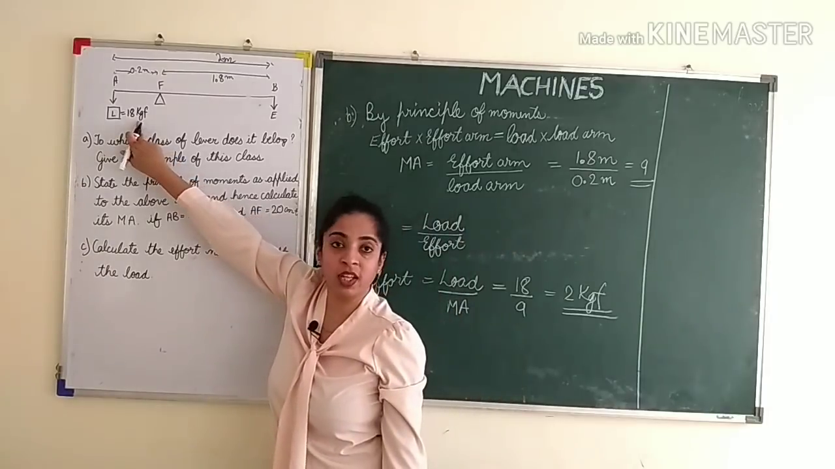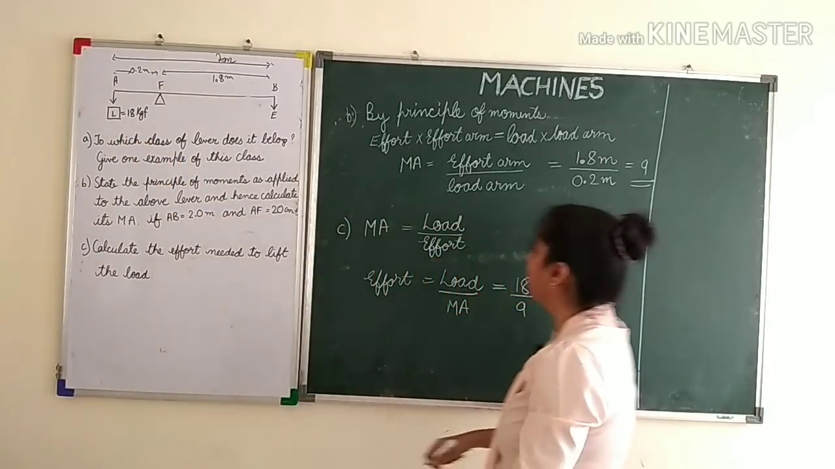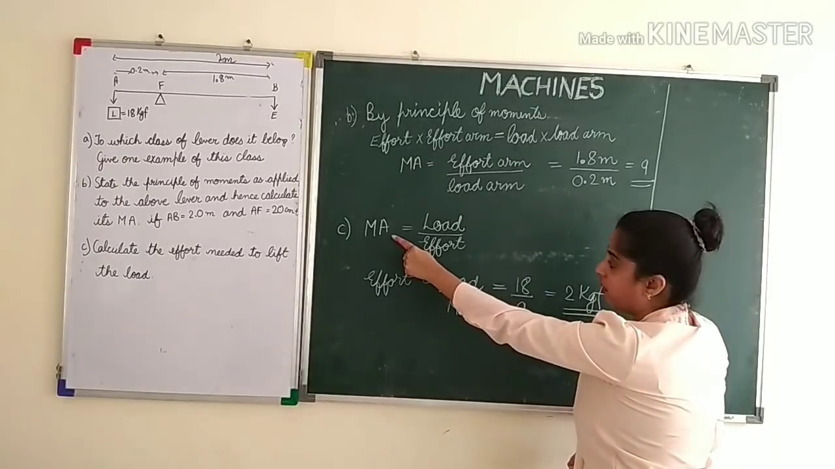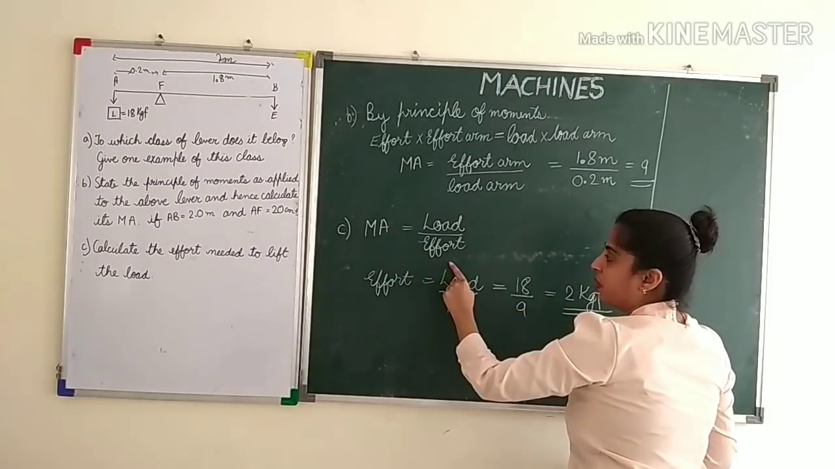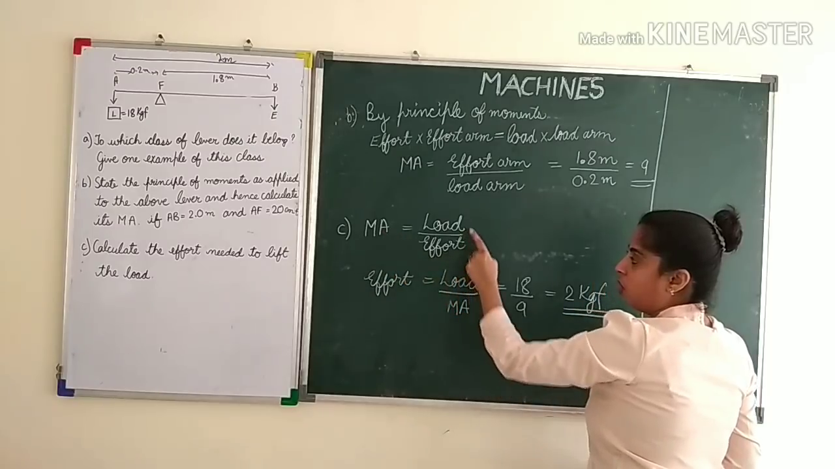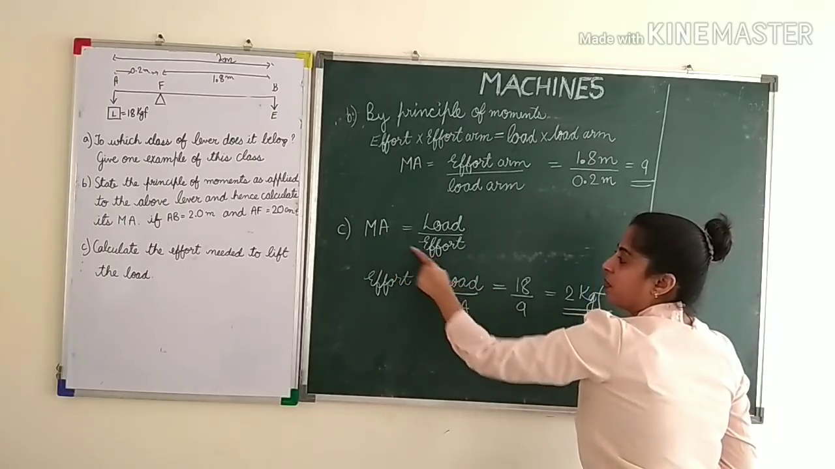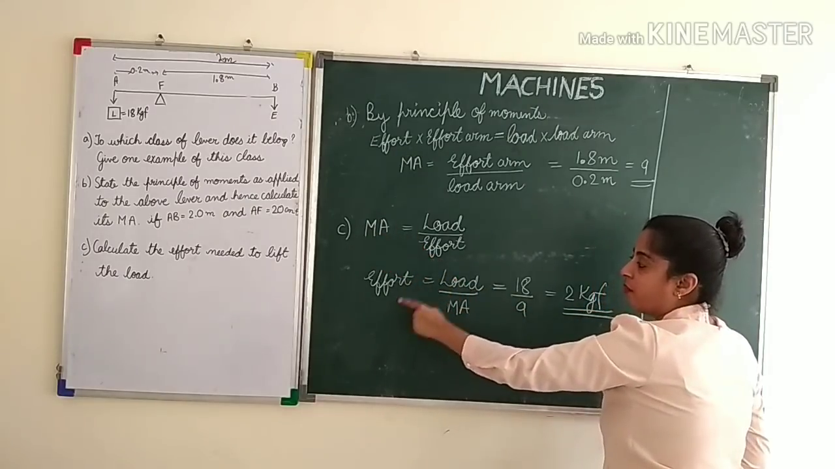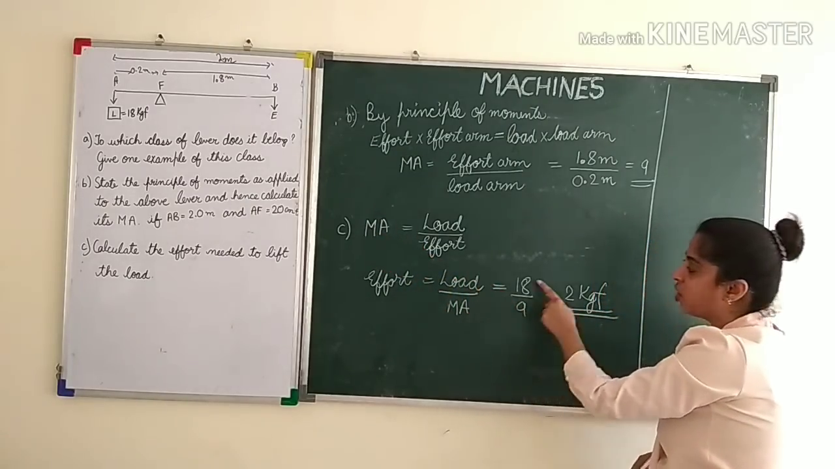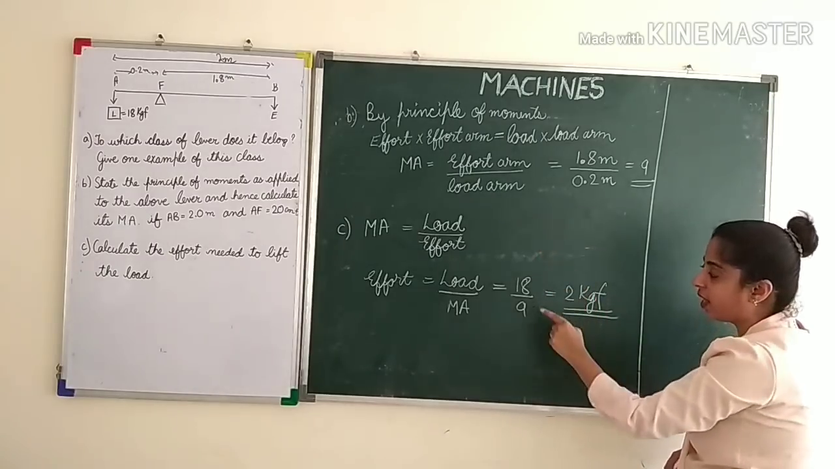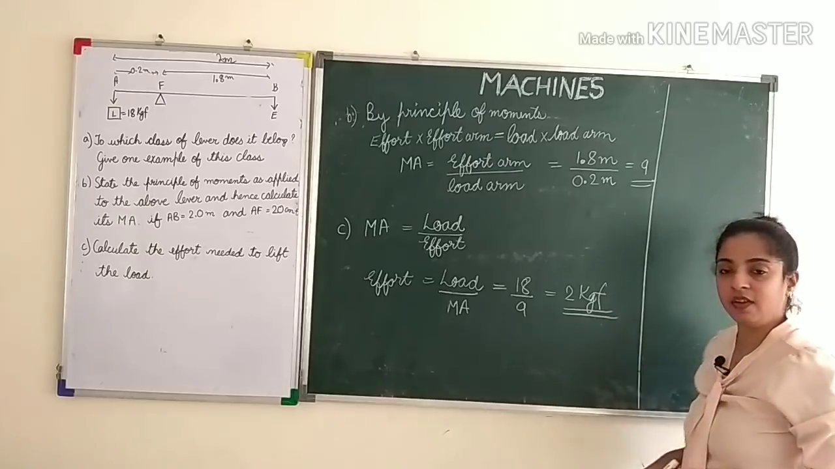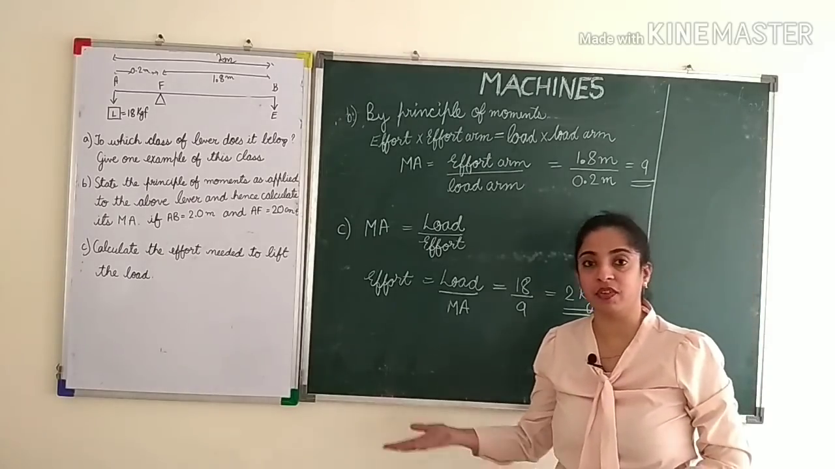Load is already given in the question as 18 kgf and mechanical advantage we have calculated. So we will cross multiply. So effort is load upon mechanical advantage. Effort goes up, mechanical advantage comes down. So effort is load upon mechanical advantage. 18 is given in the question in the diagram, and 9 we have just calculated. So 2 kgf is the effort needed to lift this load.